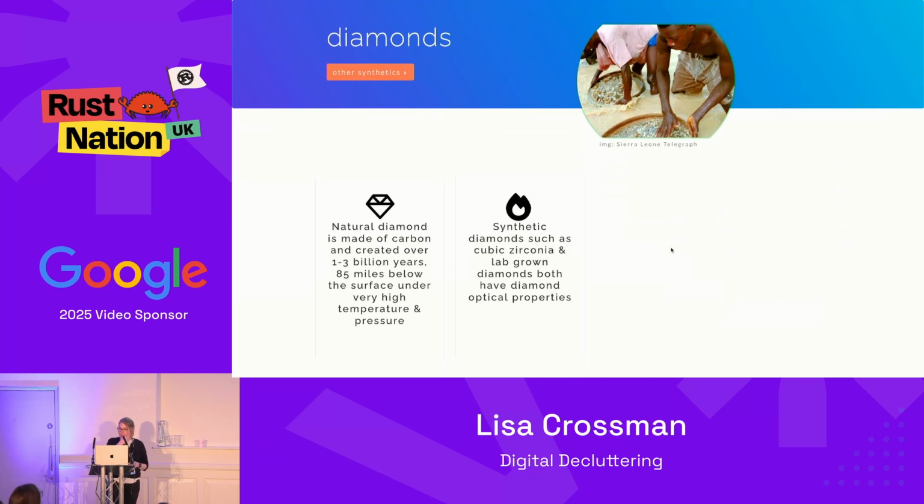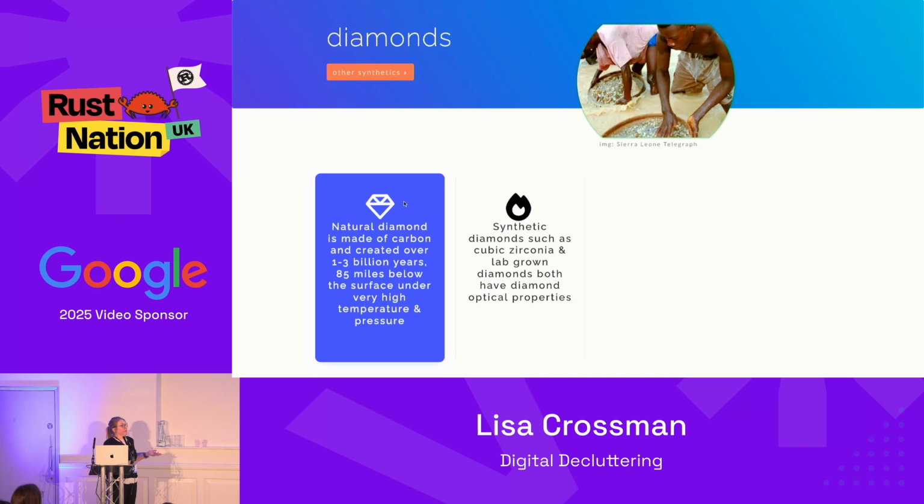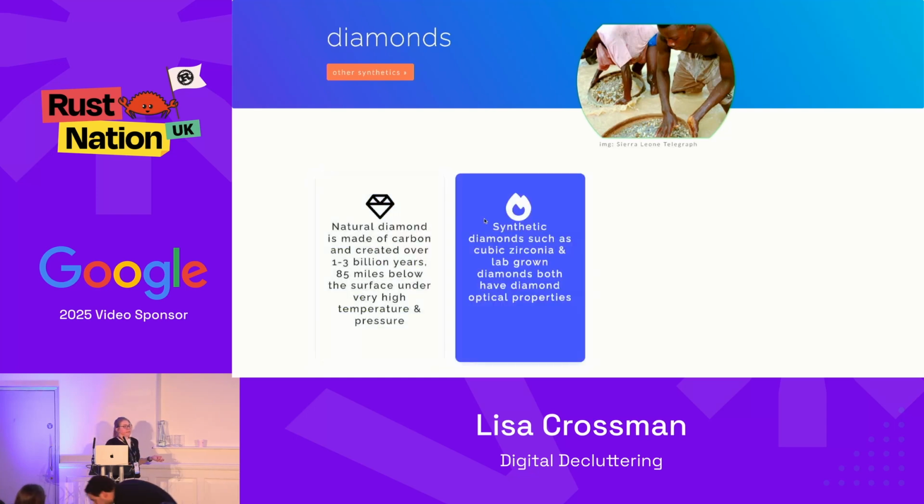And we do have some other synthetic things. You're probably wearing synthetic clothes, for example, and other synthetic things are like diamonds. So natural diamond is made of carbon. It's created over 1 to 3 billion years ago, 85 miles below the surface, under very high temperature and pressure. And it's really difficult for us to get those diamonds out. But of course, we've got synthetic diamonds as well, such as cubic zirconia and lab-grown diamonds, and they both have diamond optical properties. So it's really hard to tell the difference, and you probably need an expert to tell the difference.